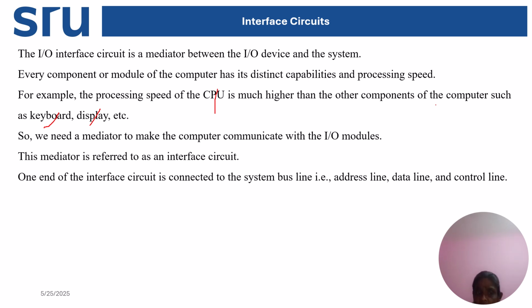One end of the interface circuit is connected to the processor through the bus lines. And what are the lines? Address line, data line, and then control line. These three are the bus lines.